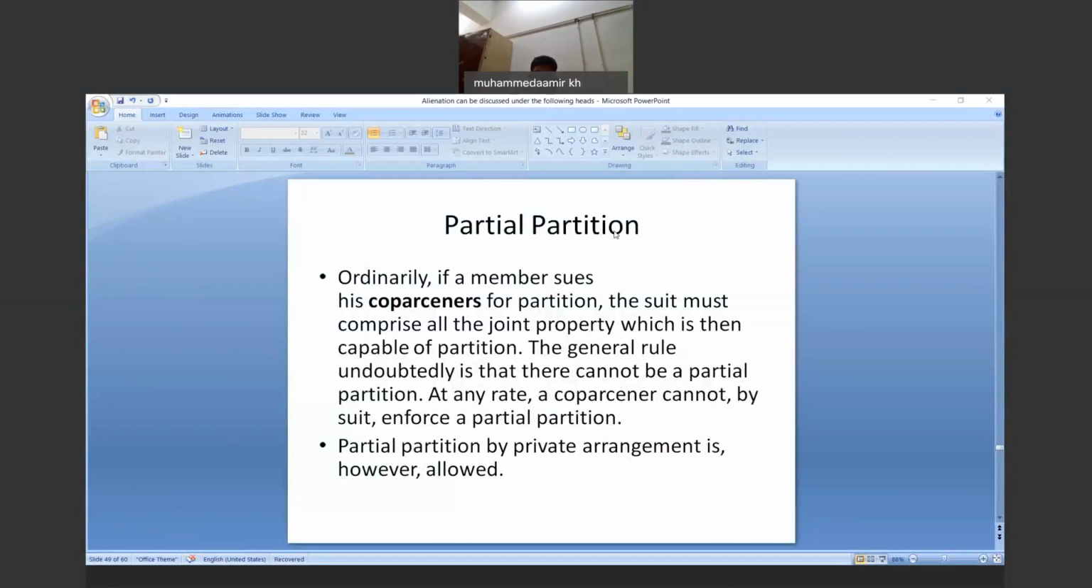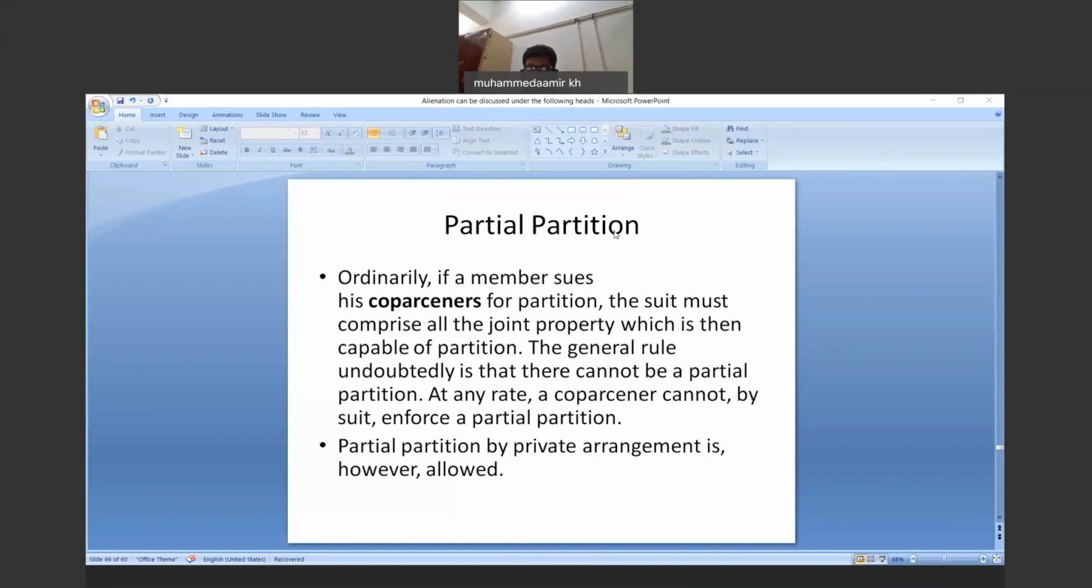We have started the concept of partition, in which we have seen the meaning of partition under the Mitakshara and the Dayabhaga school. We have also seen what property is divisible on partition, the subject matter of partition, property available for partition, and property not capable of partition. Also, we have discussed in detail the persons who are entitled to partition and how partition is effected. Today, dear students, we have to see the concept of partial partition.